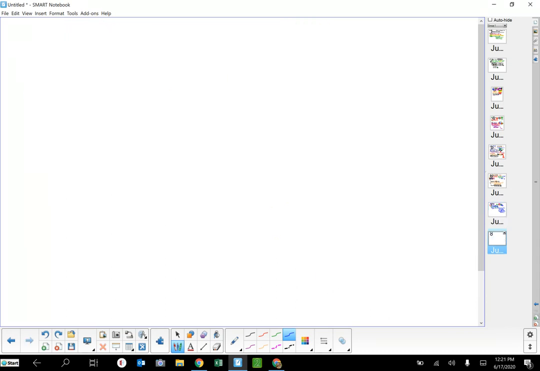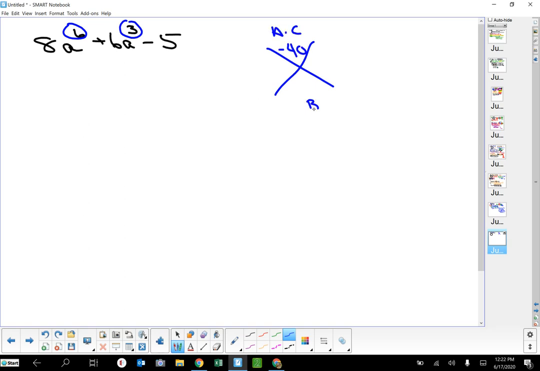All right, last example. Here's your example. 8a to the 6th plus 6a cubed minus 5. All right, so again, the 3 is half of the 6, so we can use the X method. A times C is negative 40. B is 6. Things that are going to multiply to 40 are 40 and 1, 20 and 2, 4 and 10, 5 and 8. There's probably a few more, but I need to get to a 6, and a 4 and a 10 will get me to a 6.